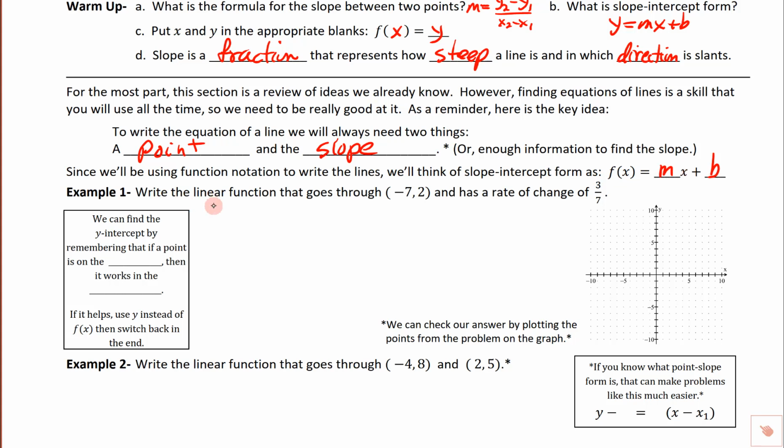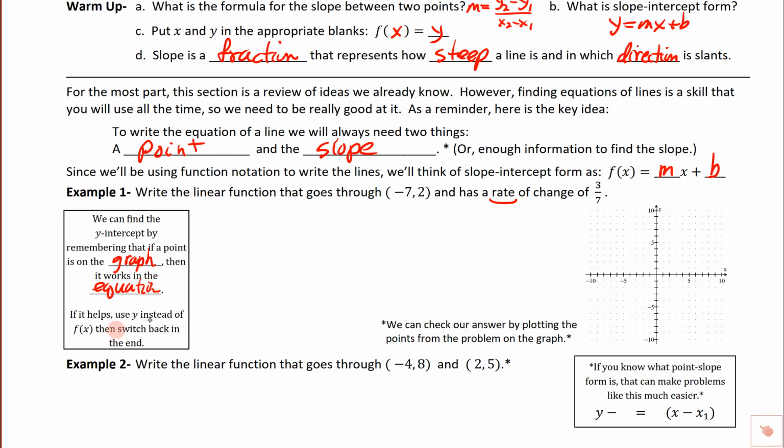On this first one, it says, write a linear function that goes through negative 7 comma 2. So notice there's a point, and has a rate of change of 3/7. Notice that they said rate of change, but when somebody says rate, you should automatically be thinking slope. Now, we can find the y-intercept by remembering a really easy fact: if a point is on the graph, as they mentioned that this one is, then it's got to work in the equation. That's going to come up in just a second.